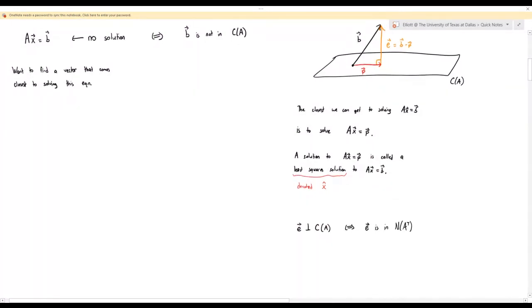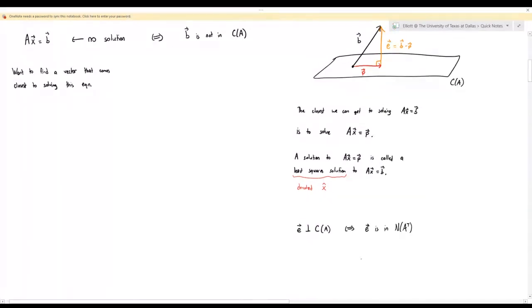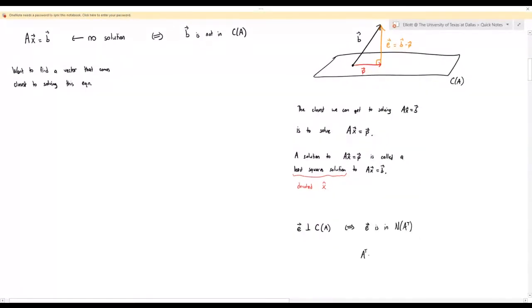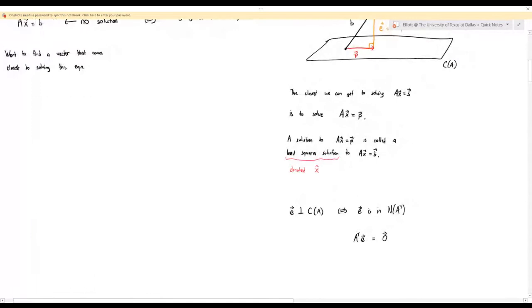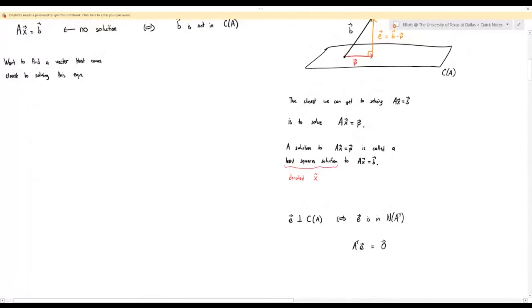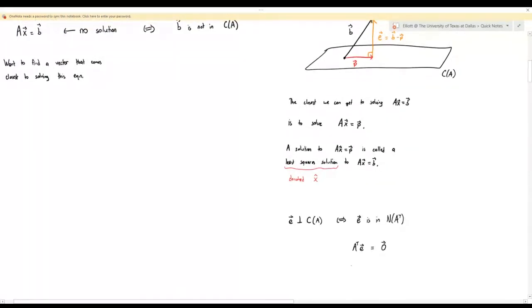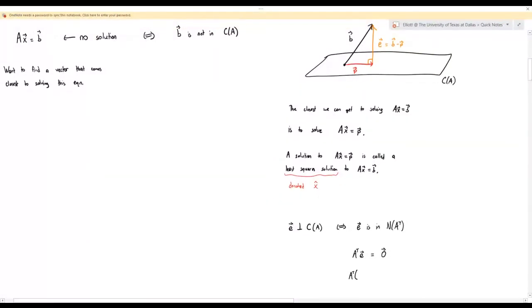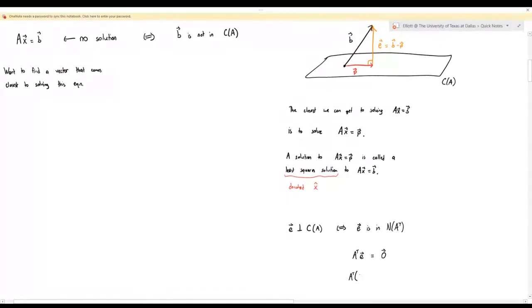So then that means that if we take A transpose times the error vector, that should produce 0, because that's what it means to be in the null space of a matrix. So what I'm going to do here is substitute into this equation the error vector e, which was equal to b minus p.